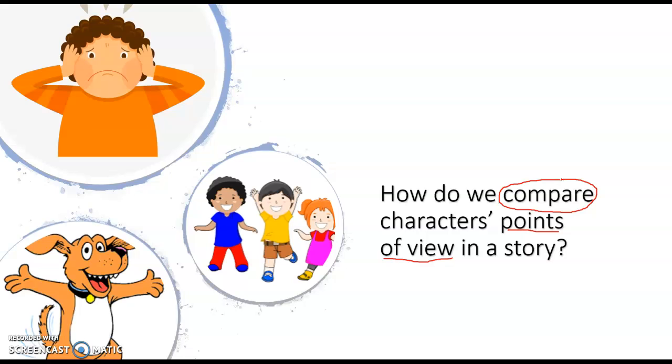So when we're looking at characters, we can tell how they feel about a certain situation. You can tell this little boy is nervous about something. These kids are happy about something. This dog is excited about something. So characters feel certain ways.